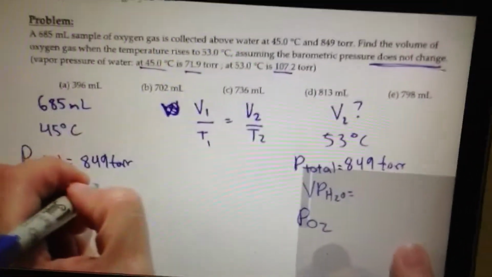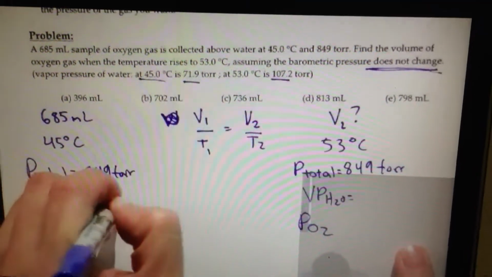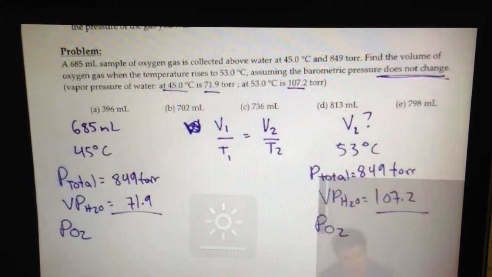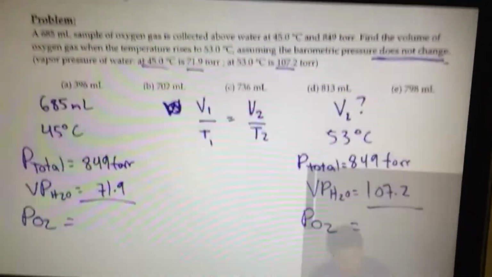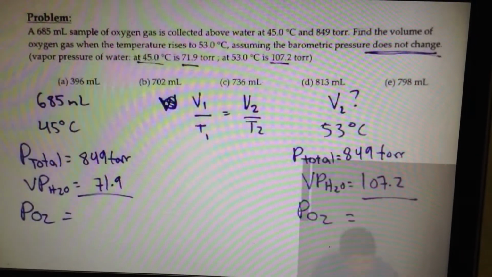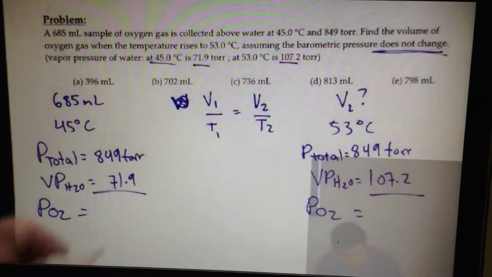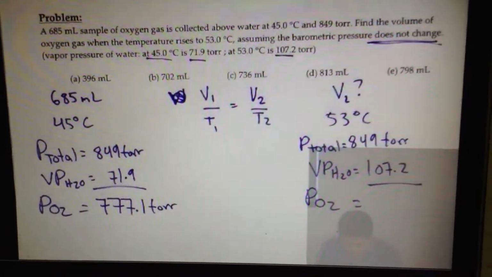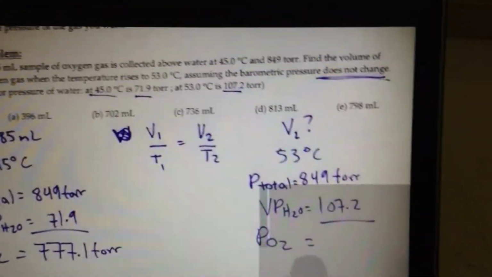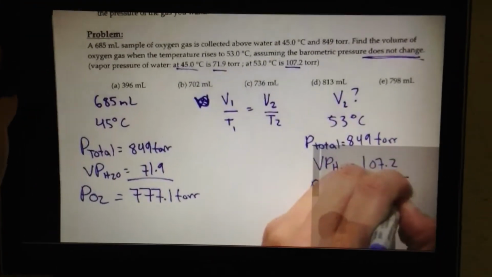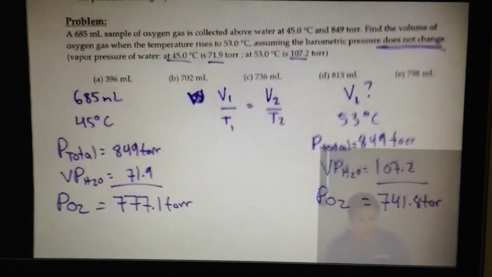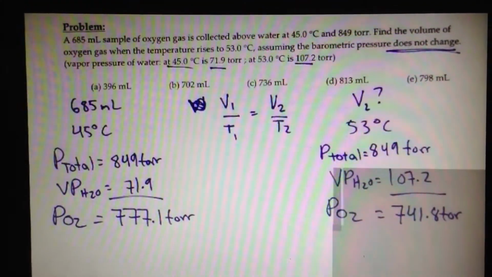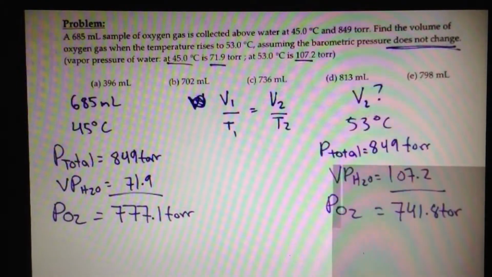Okay. So the vapor pressure of H2O here at 45 is 71.9, and this one's going to be 107.2. So by that subtraction, I can figure out my answer. So 849 minus 71.9 is 777.1 torr. And then here, 849 minus 107.2 is going to be 741.8 torr. You guys see that little trick there? This is the pressure that you want. That's the volume. That's the temperature.